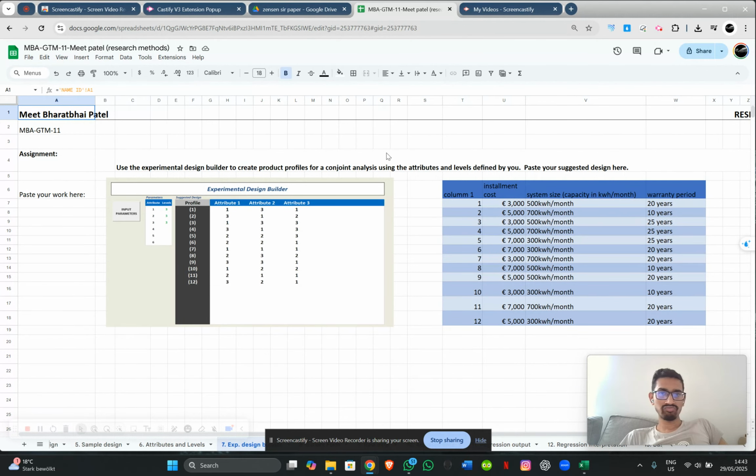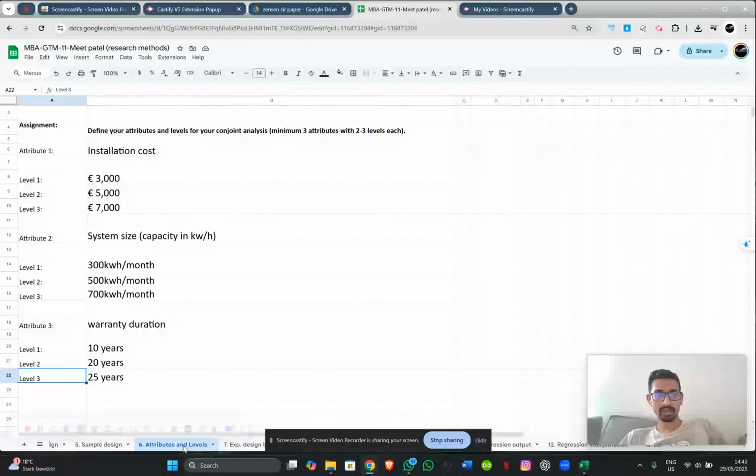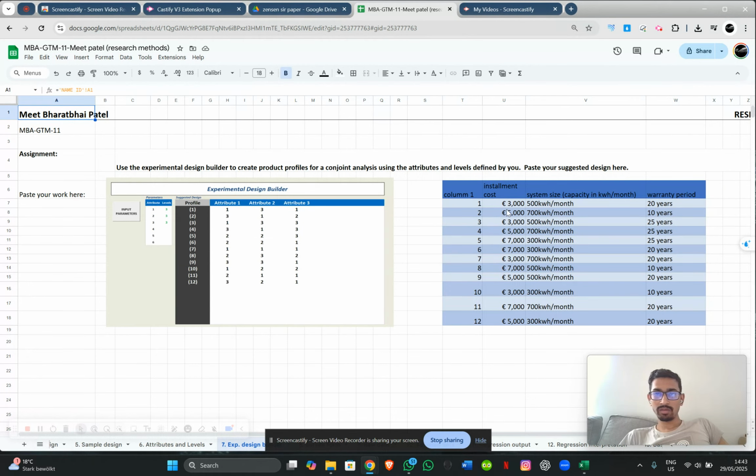This is my conjoint analysis, the experimental design builder. And this is my table for installation cost, system size, and also warranty period, which I previously explained. These are my levels, which I can vary across 12 columns.